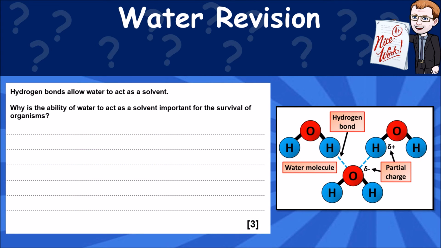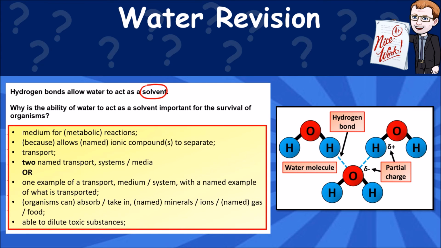And this next one: hydrogen bonds allow water to act as a solvent. The key bit there is that you're thinking about it being a solvent. Why is the ability of water to act as a solvent important for the survival of organisms? There are a range of things that you can talk about. It acts as a medium for chemical or metabolic reactions. There are all sorts of named ions that you can talk about. This allows it to transport things, and if you can name things that it's transporting, like glucose or urea.